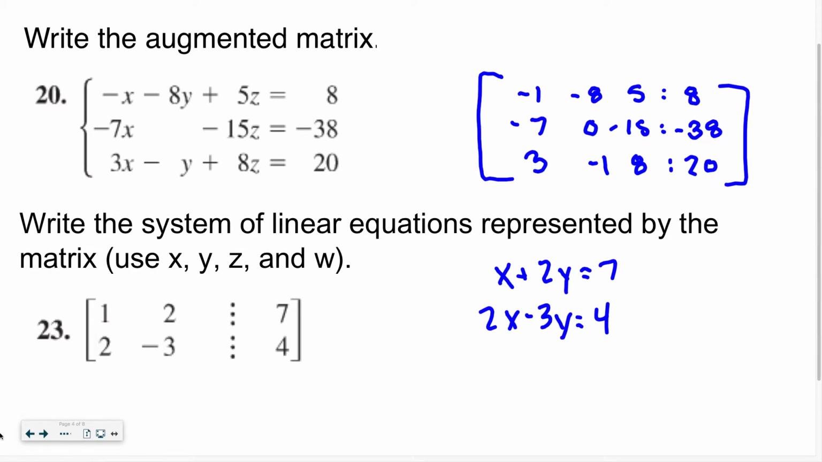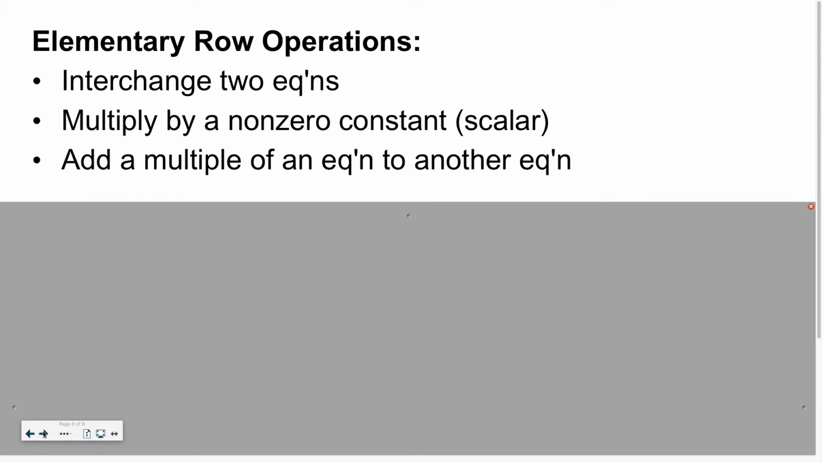Okay. So we're going to talk next about something called row operations. And we call these elementary row operations. You basically have three things that you can do to different rows in a matrix. Okay. These are your elementary row operations.